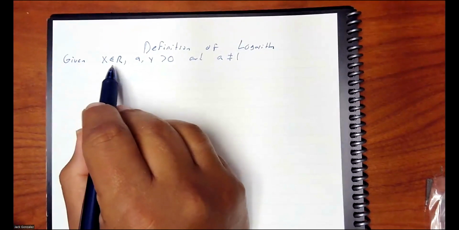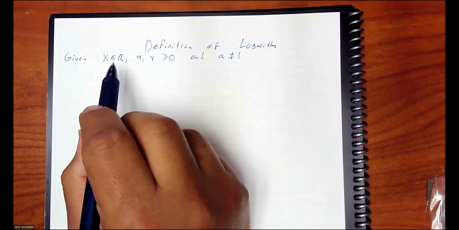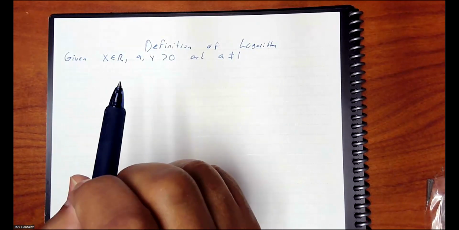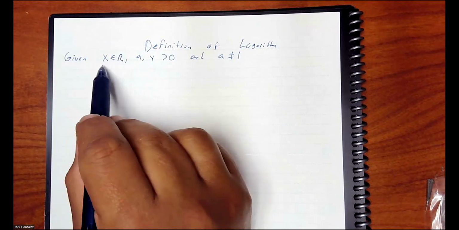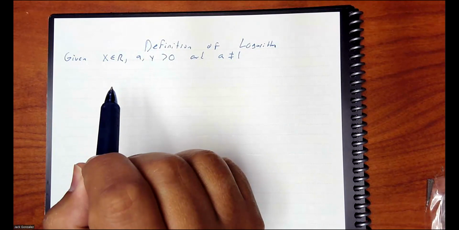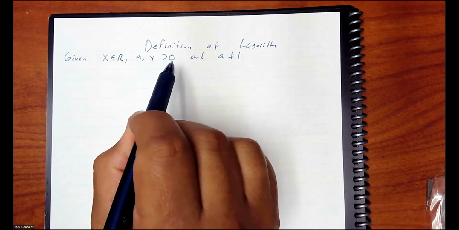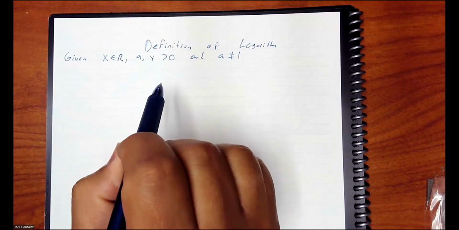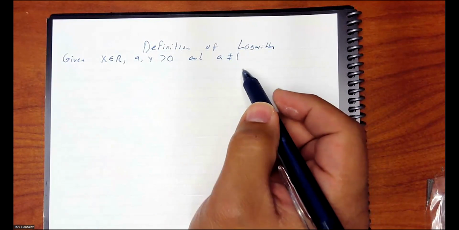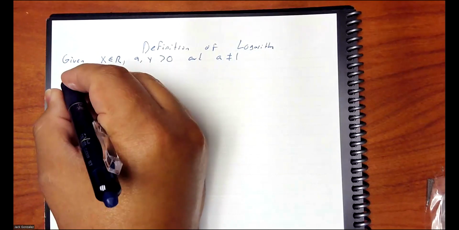You cool with this notation? I always forget if I use it here. Epsilon. No, it just means x is a real number. A and y are greater than 0, both of them, except a is not 1. So given all those things, the following two things are equivalent.